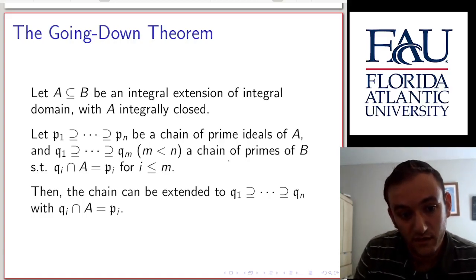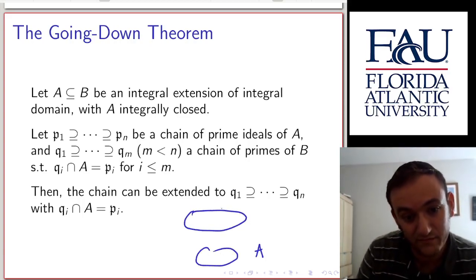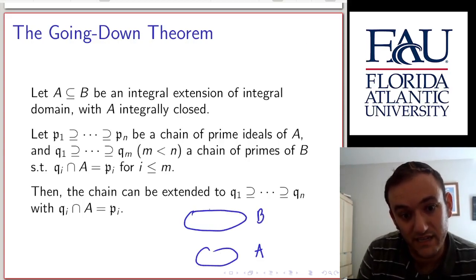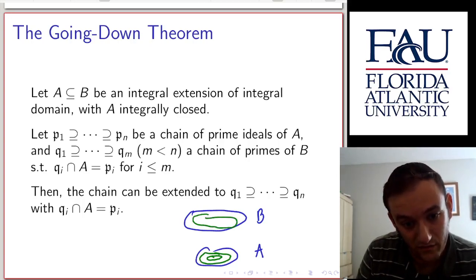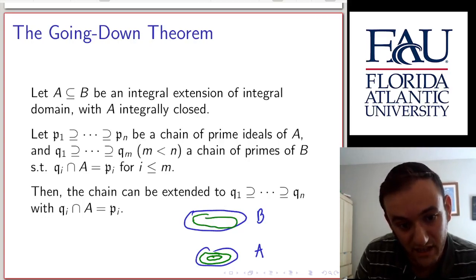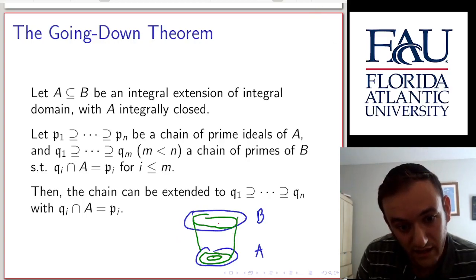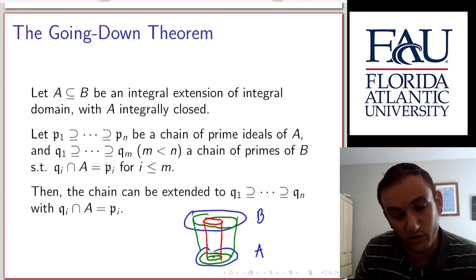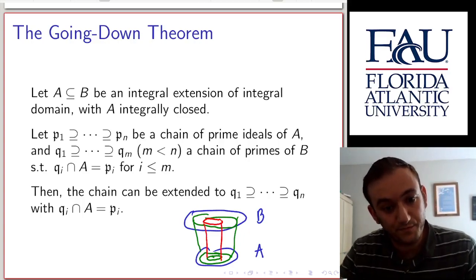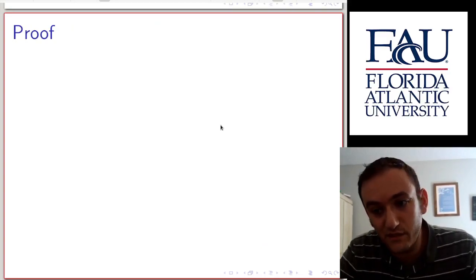then the chain can be extended. So again, our cartoon, we have our B, we have our A, and if we take a descending chain here, if we have an ideal that matches the top one here, then we need to be able to find an ideal inside of it that matches this smaller one. Okay, that's the going down theorem. And as we can see, we have a lot of requirements for it. So let's try and prove it.